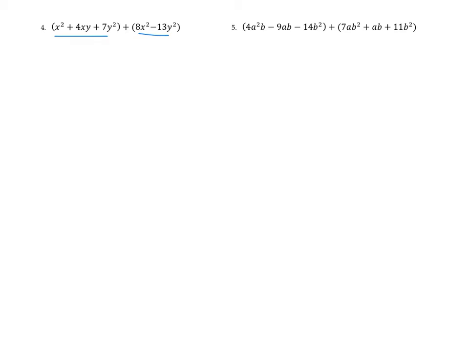So for these we're adding, so we know it's going to be addition. So we're going to kind of distribute that addition sign. So we'll have x squared plus 4xy plus 7y squared plus 8x squared minus 13y squared. Okay, so now we just have a string of terms, and now we're going to combine terms that are alike.